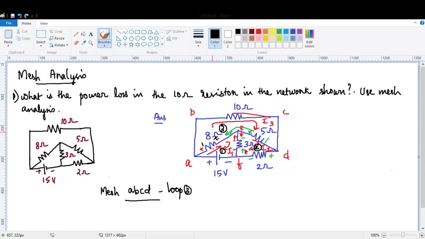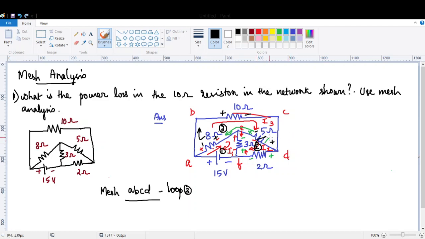Our I3 flows clockwise in that loop. So this is how I3 flows. So in the 8 ohm, where it enters we will put plus and the leaving point is minus. In the 10 ohm here plus minus and here it is plus and minus. The black represents the I3 current flow and the red represents other currents.